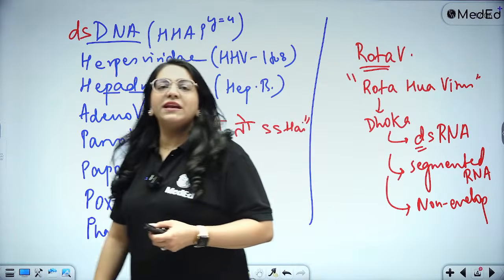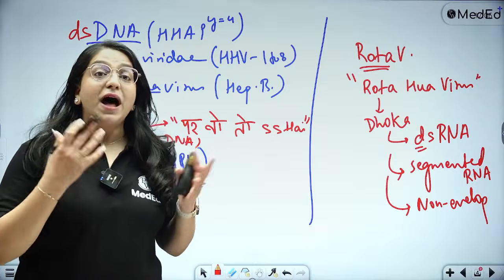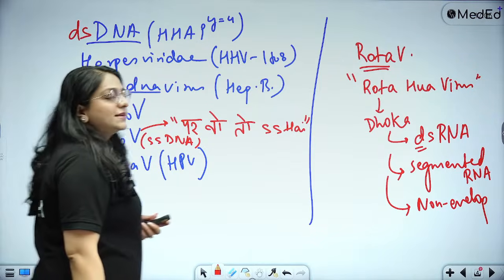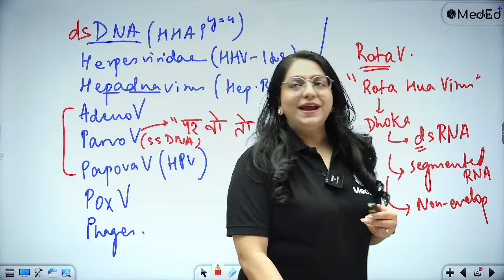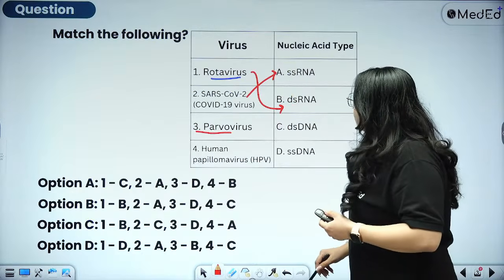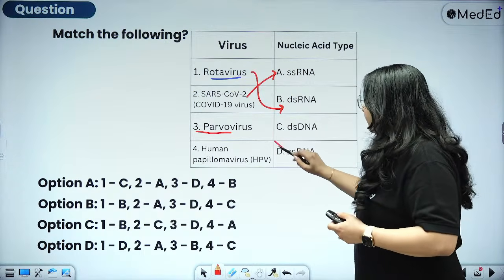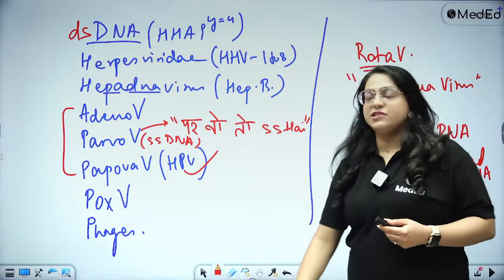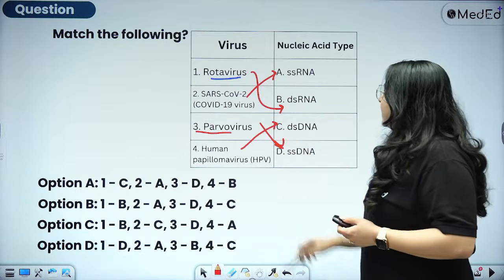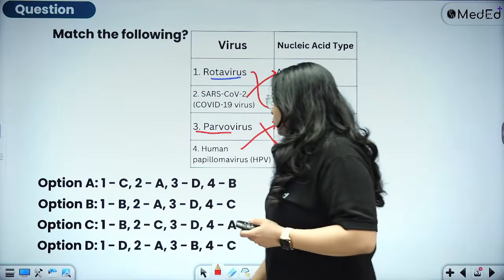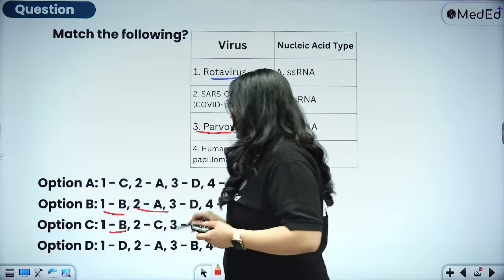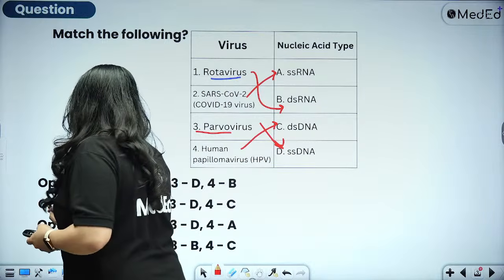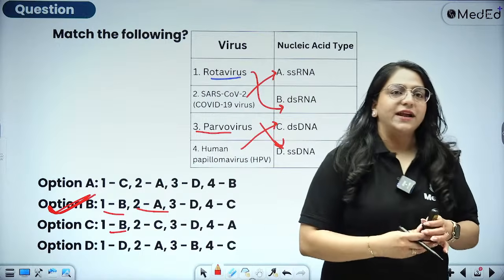Which are non-enveloped? DNA viruses का PAP क्या था? PAP. These are all non-enveloped amongst these, right? Fine. So parvovirus becomes your single-stranded DNA virus, and human papilloma, just like this mnemonic, is your double-stranded DNA virus. Very, very simple to understand. So 1B, 2A. Where is 1B? 2A is this one. So 3D and 4C. So option B becomes my correct option in this, right?